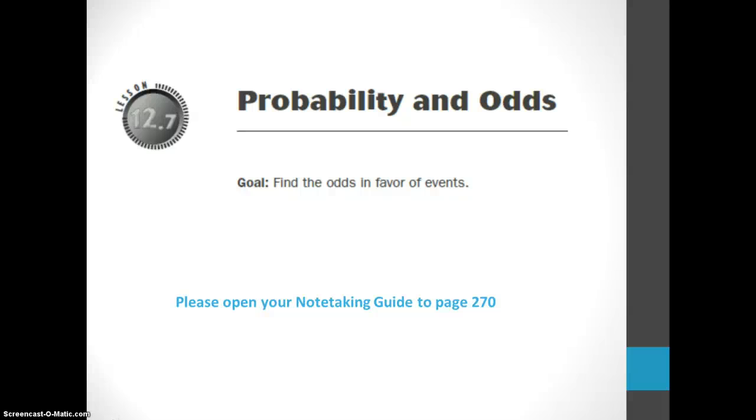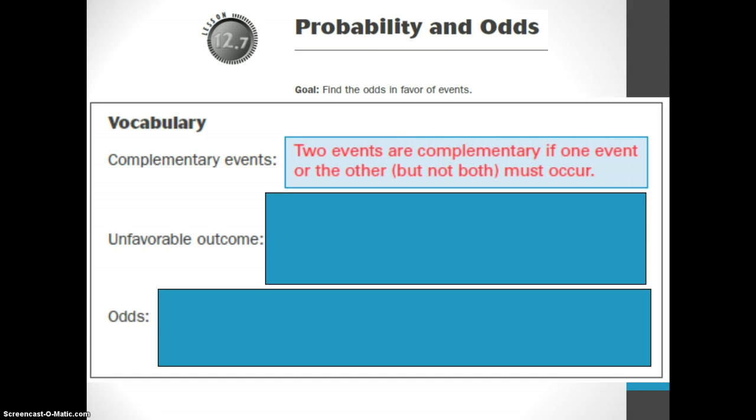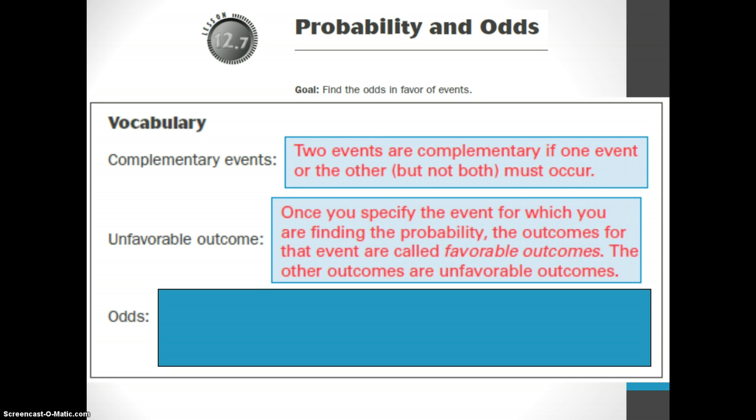Lesson 12.7, Probability and Odds. Complementary events are two events where one event or the other, but not both, must occur. An example of this is flipping a coin. You can get heads or tails, but you cannot get both.